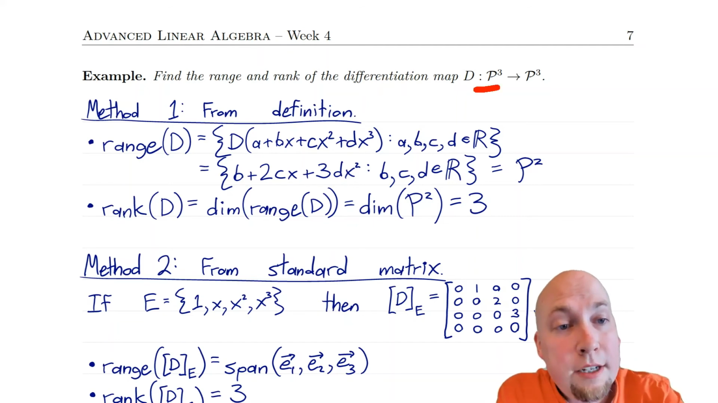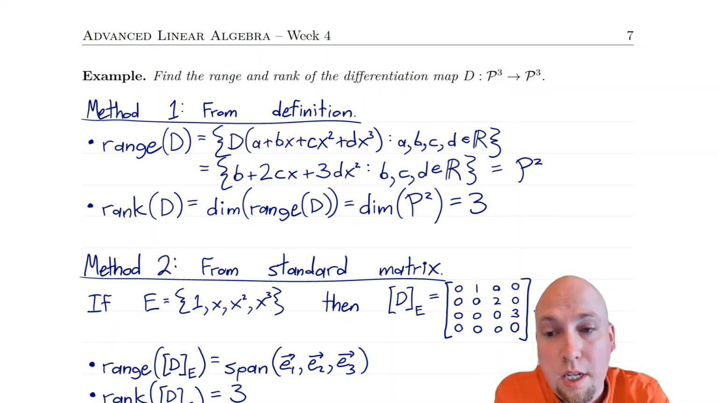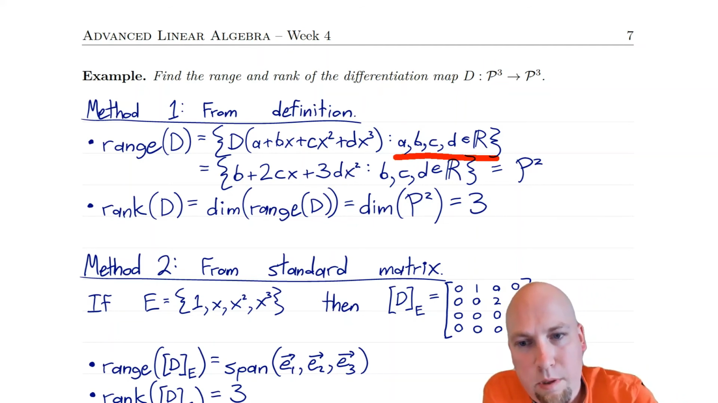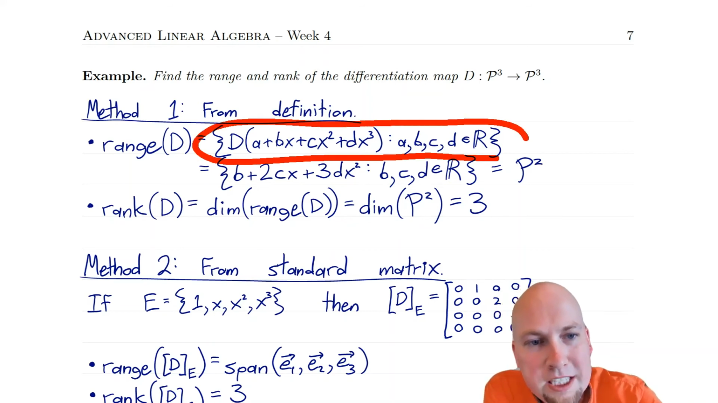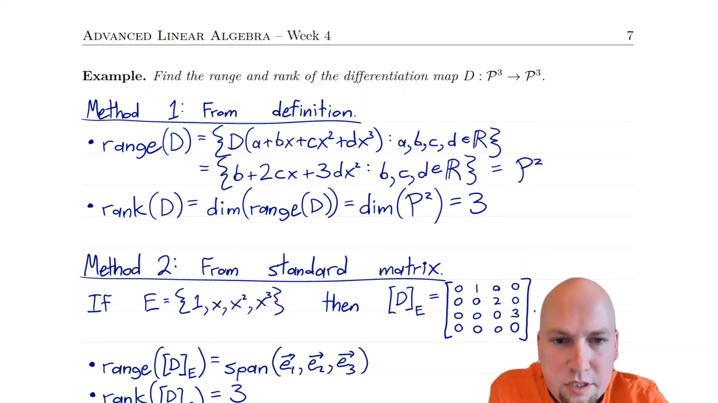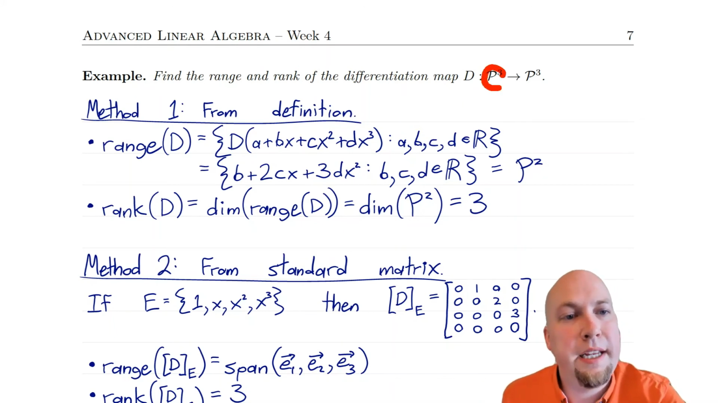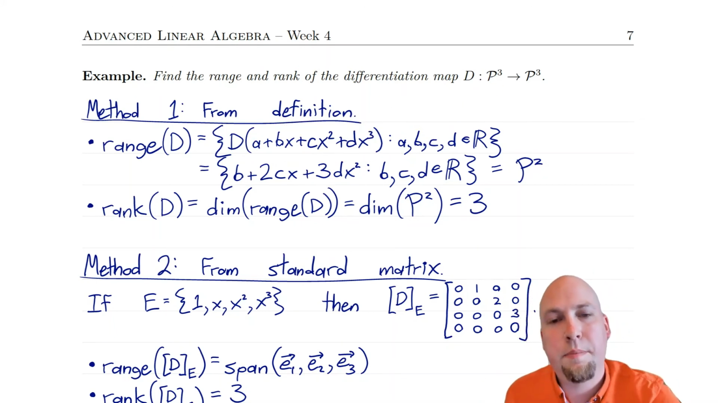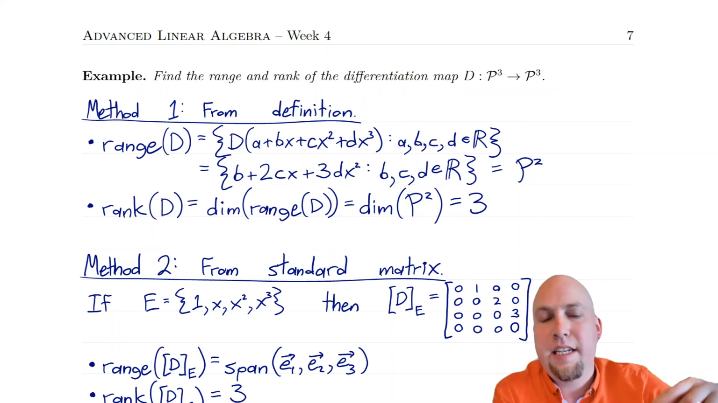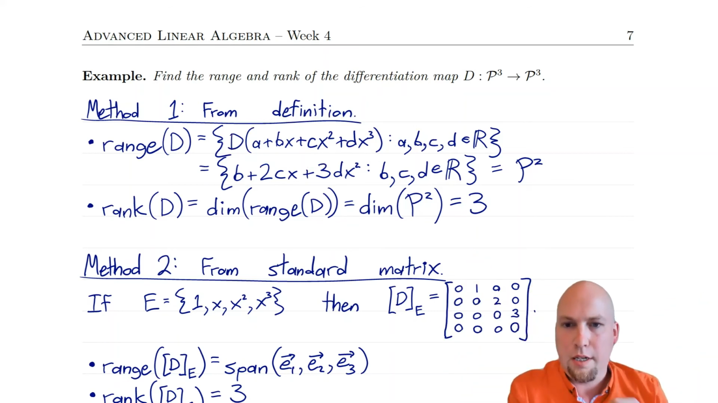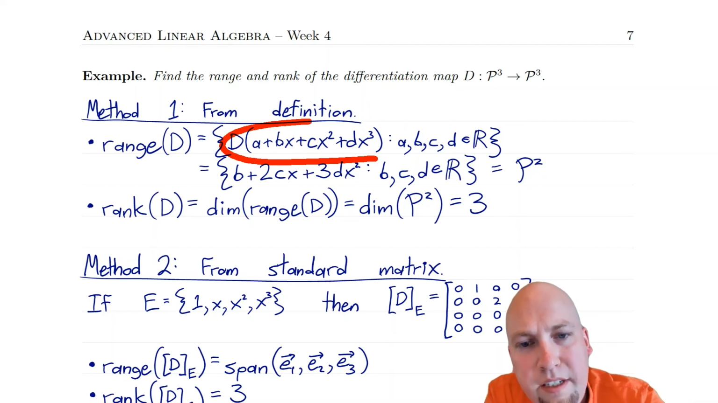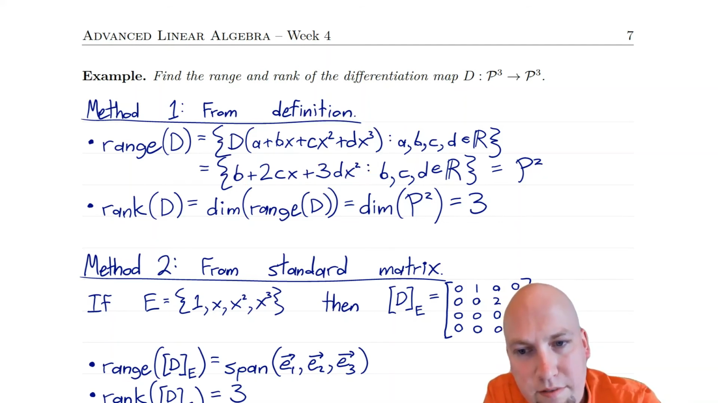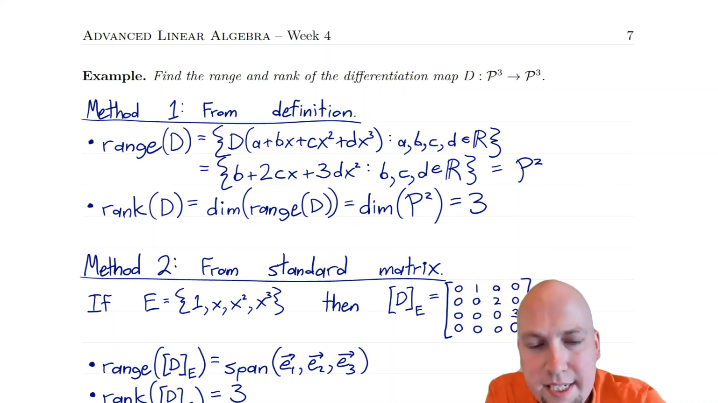To find the range and rank of this linear transformation, just write down, well, what is the range? The range is all possible outputs of that linear transformation. So I plug in everything from P3 into that linear transformation. I'm plugging in every degree 3 polynomial into D, and collecting all the outputs together. What does the output look like? The derivative of some degree 3 polynomial looks like this. I just took the derivative: the a goes away, bx becomes b, cx squared becomes 2cx, and so on.